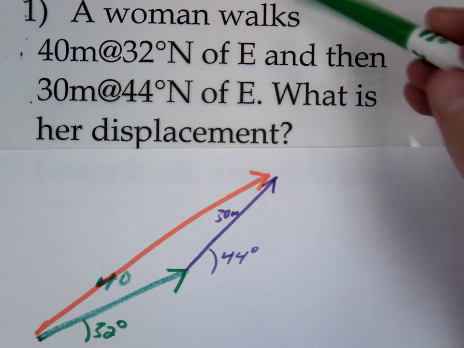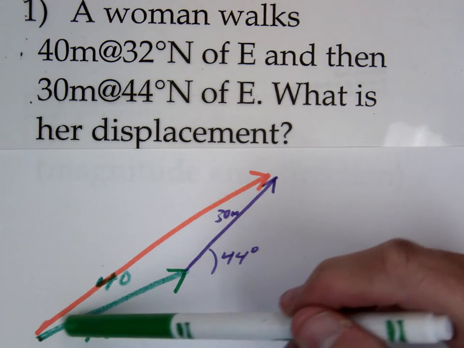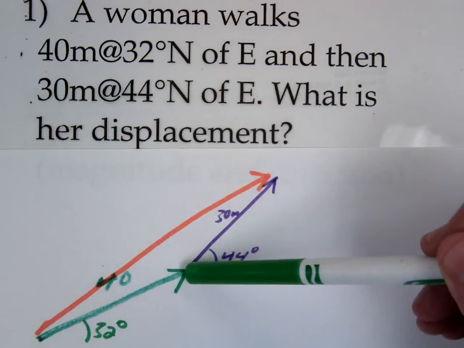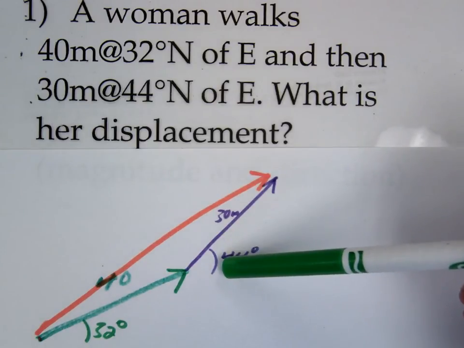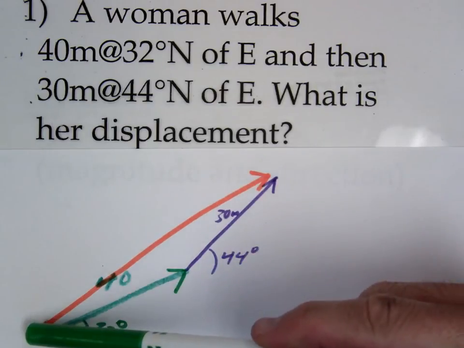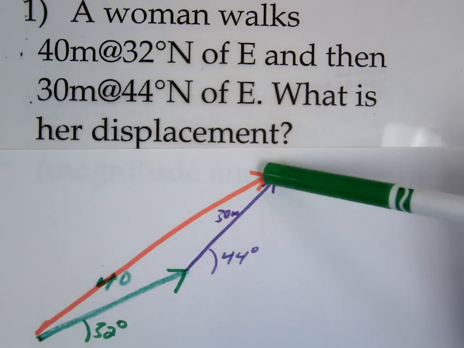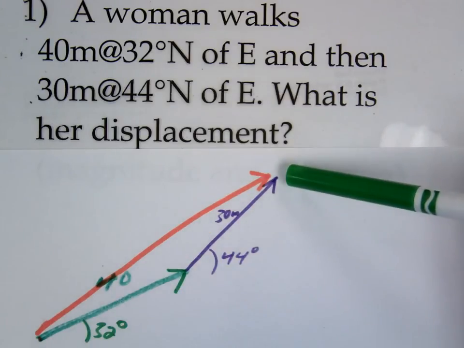Okay, so here's a problem. We have a woman walking. She's going to go 40 meters, 32 degrees, and then 30 meters at 44 degrees. The ultimate displacement we're looking for is from the beginning to the end. So we're looking for this orange vector right here.